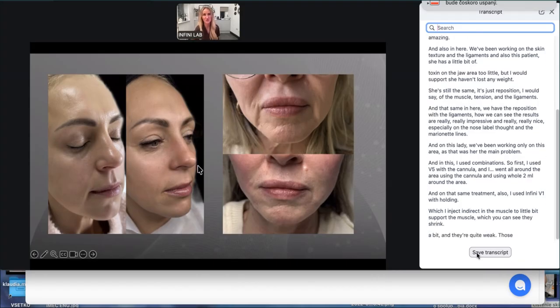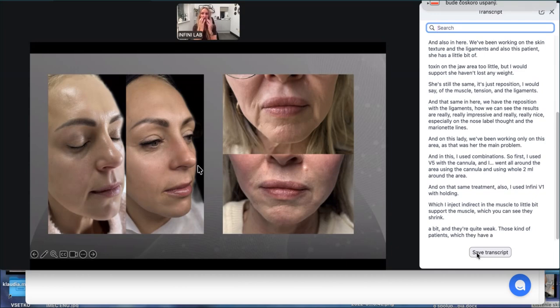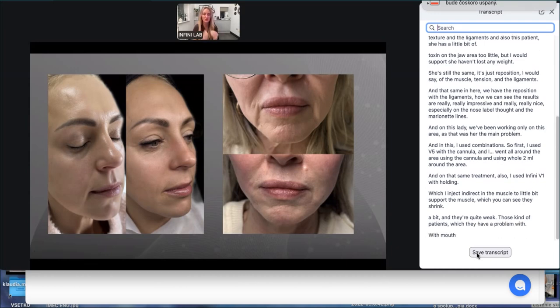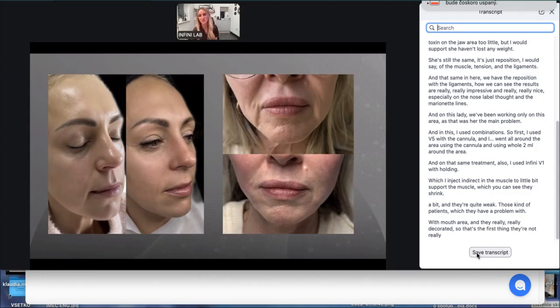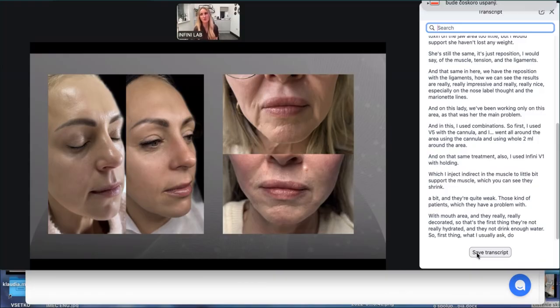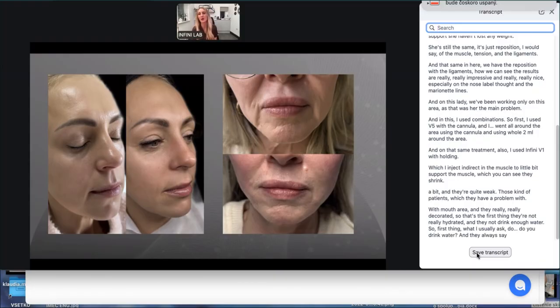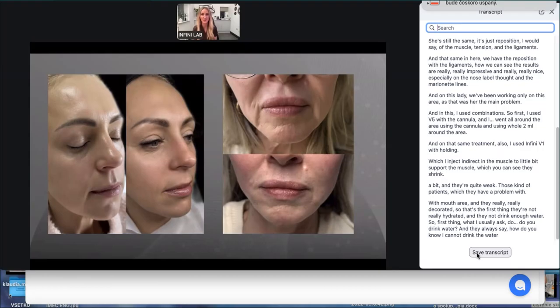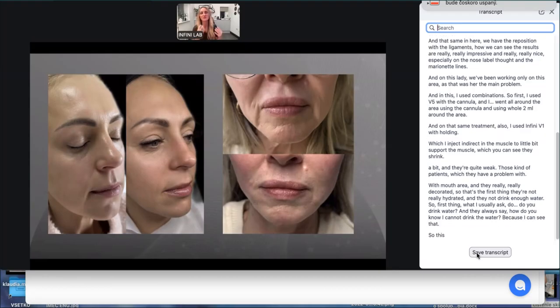Those kinds of patients who have a problem with the mouth area are usually really dehydrated. So that's the first thing, they're not really hydrated and they don't drink enough water. So the first thing I usually ask is, do you drink water? And they always say, how do you know I don't drink water? Because I can see that. This area is the most visible if we are dehydrated.